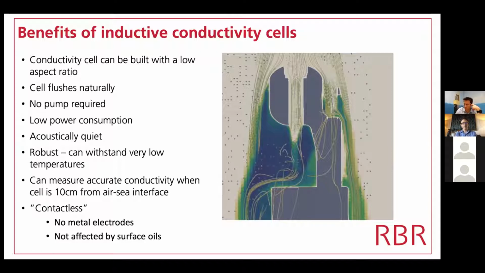And again, being contactless, not having metal electrodes, means that it's not affected by coating of surface oils. And we have seen in some deployments that there have been surface oils even down to the top 5 meters in the water column that were affecting electrode-based conductivity cells by just a very thin coat. And that kind of very thin coat on the inductive cell does not affect the accuracy.